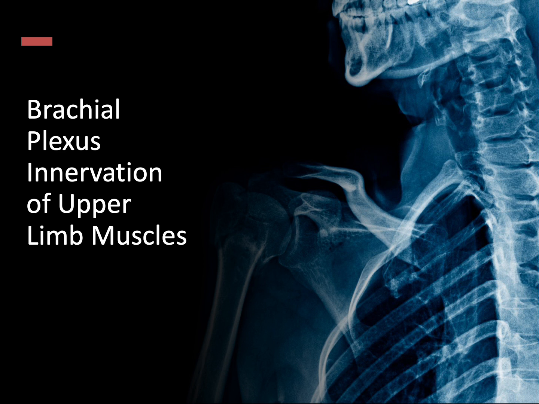Today we'll be dissecting the innervation patterns of upper limb muscles through the lens of the brachial plexus. This knowledge is foundational not only for anatomy exams but also for interpreting nerve injuries in clinical practice.